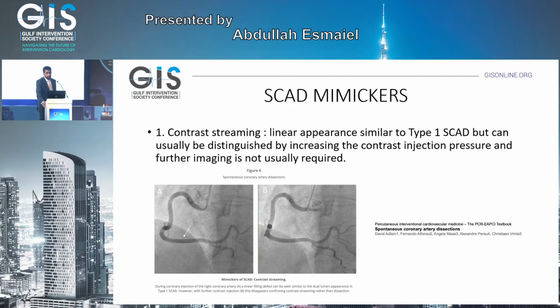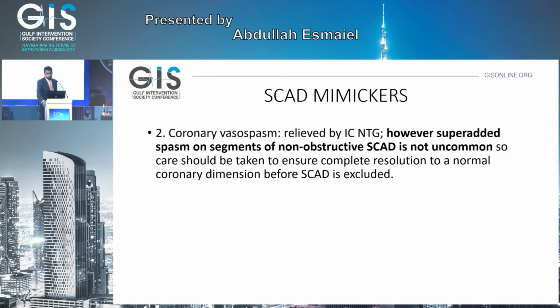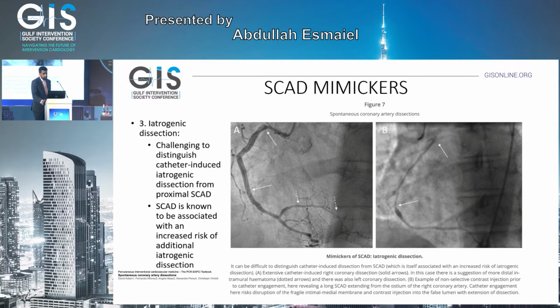Be careful with SCAD mimickers. Sometimes you see some contrast streaming. It appears like type 1 SCAD. Just by increasing the contrast injection pressure, you have a totally normal vessel. Sometimes you can have coronary spasm, so you should always give intracoronary nitroglycerin, and need to make sure there is complete resolution and a normal-looking vessel before you can exclude SCAD.